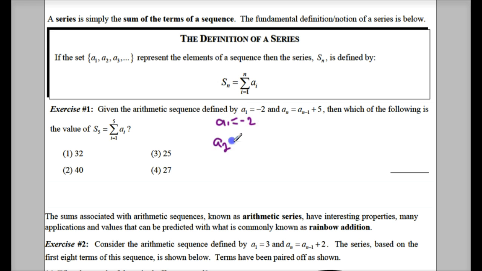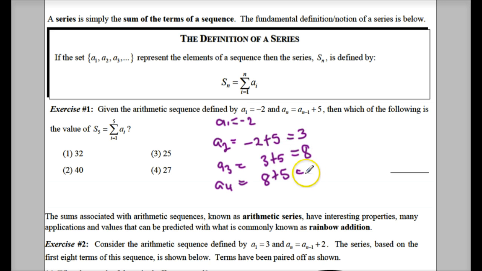What is a2? a2 by definition it says is the previous, which is negative 2 plus 5, which is 3. a3 is my previous, which is 3 plus 5 is 8. a4, my previous, which is 8 plus 5. Common difference is 5. 8 plus 5 is 13. And then a5 is 13 plus 5, which is 18.